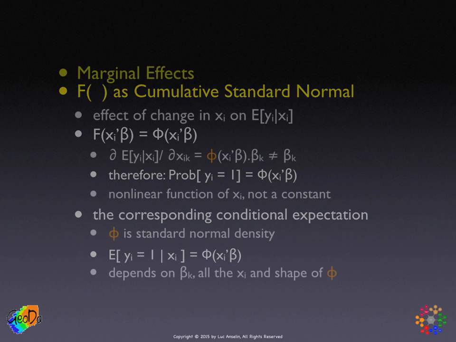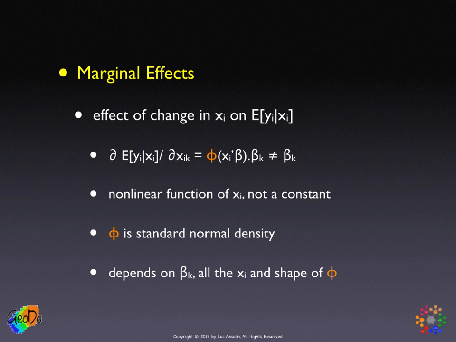And as we've already seen, the effect of a change in the explanatory variables on this conditional expectation is really what we're interested in. In contrast to the linear regression model, where that effect is the estimated coefficient, the estimated coefficient as such is not really that interesting in a Probit model. What we're really interested in is this marginal effect, and we already know that it's going to be nonlinear. It's going to change with different values of the explanatory variables.